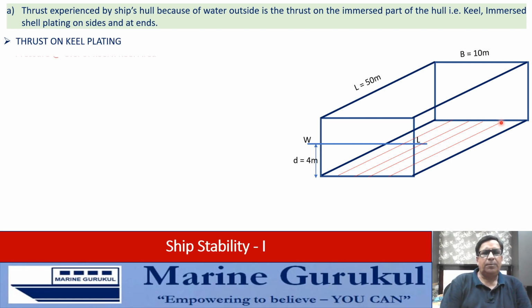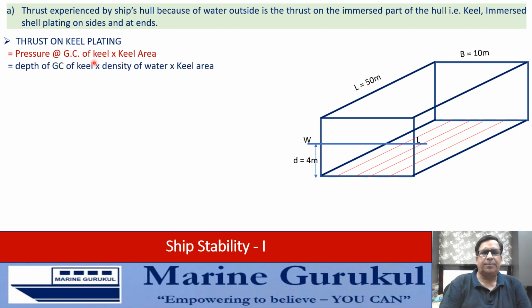The thrust on the keel plating shall be equal to the pressure at the GC of the keel multiplied by the area of the keel. And what shall be the pressure at the GC of the keel? It shall be the depth of the GC below the liquid surface multiplied by the density of the water, and obviously lastly multiplied by the keel area.